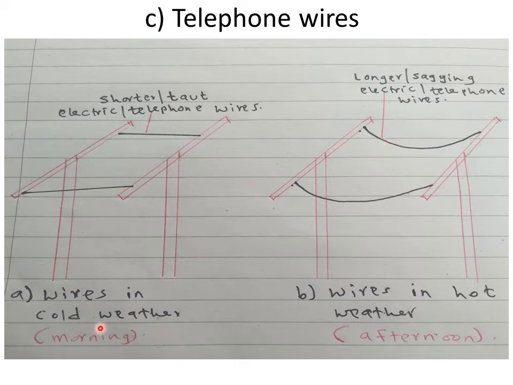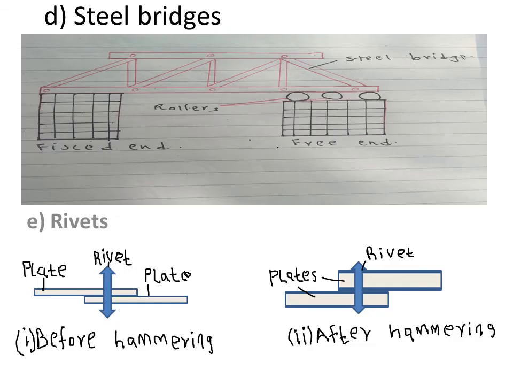So in the morning or when the weather is cold, this will be the appearance of the wires. They appear shortened because they have contracted due to the low temperatures. In the afternoon, that is when the temperatures are high, they appear to be sagging because they have expanded. We look at another application of expansion and contraction in solids, which involves steel bridges.